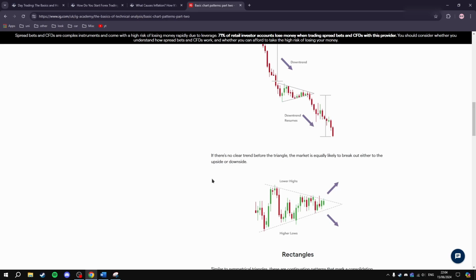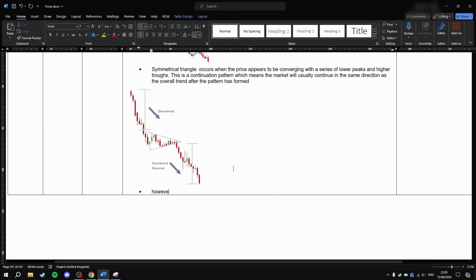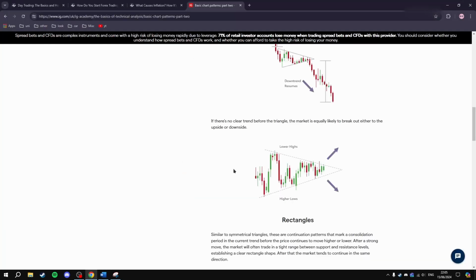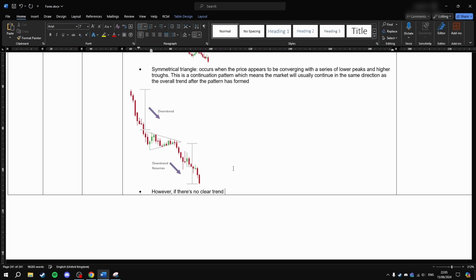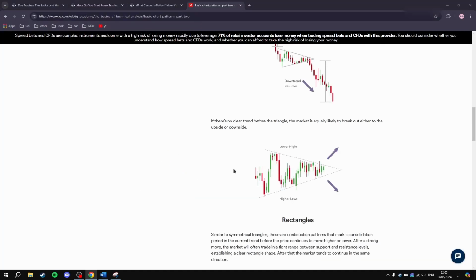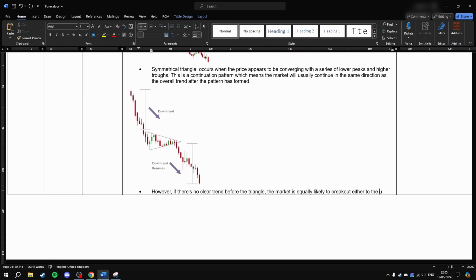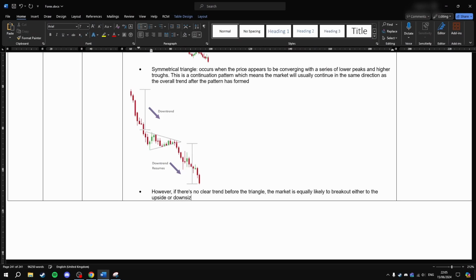If there's no clear trend before the triangle, the market is equally likely to break out either to the upside or downside.